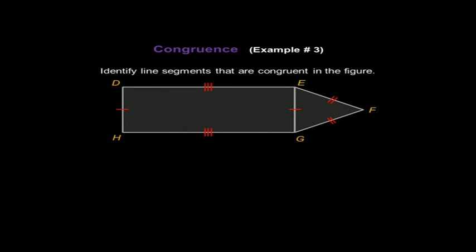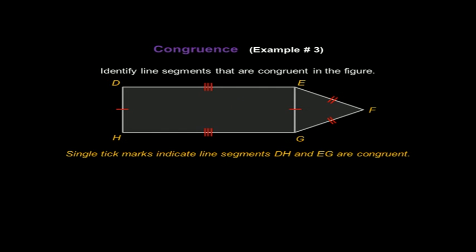Now let's look at an example of congruence. Identify line segments that are congruent in this figure. Single tick marks indicate line segments DH and EG are congruent. So let's write that down. DH is congruent with EG.